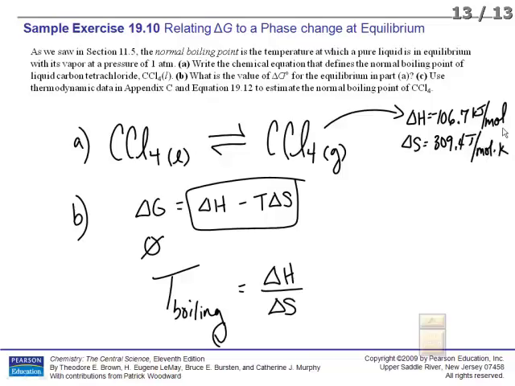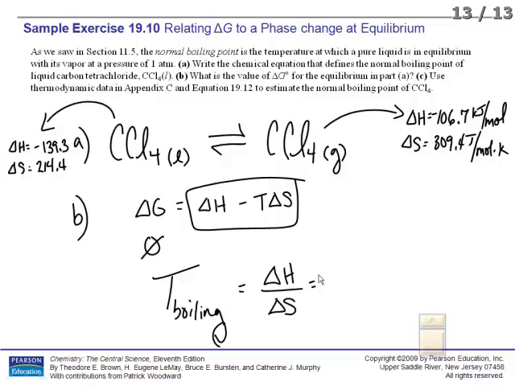Alright, let's look up the other guy, CCl4 in the liquid phase. Delta H, negative 139.3. And your delta S, 214.4. Alright, everything is tabulated. So now all we have to do is just make sure that we plug it all in. So remember, it's always products minus the reactants.